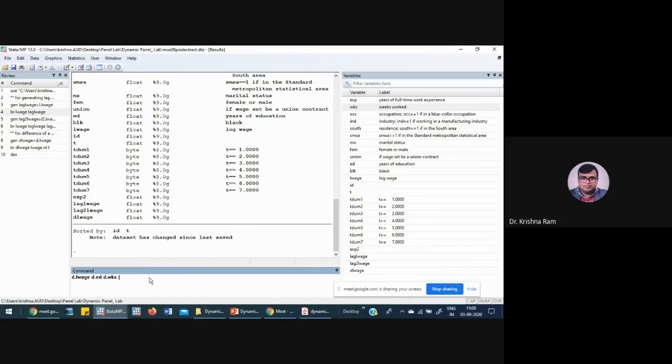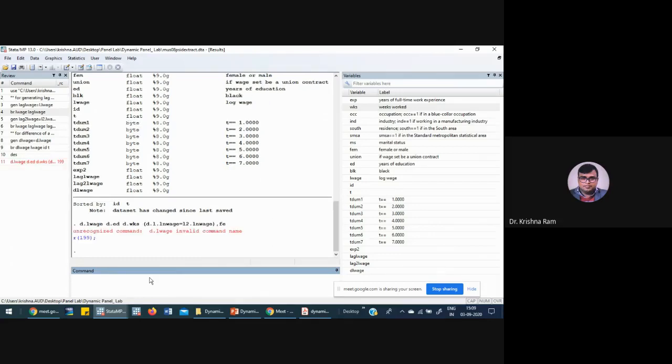Then in brackets we type the endogenous variable, which is the first difference of the first lag of the dependent variable, D.L.lnwage, equal to the instrument variable, which is L2.lnwage, and then FE, which is the option for fixed effect, and enter.